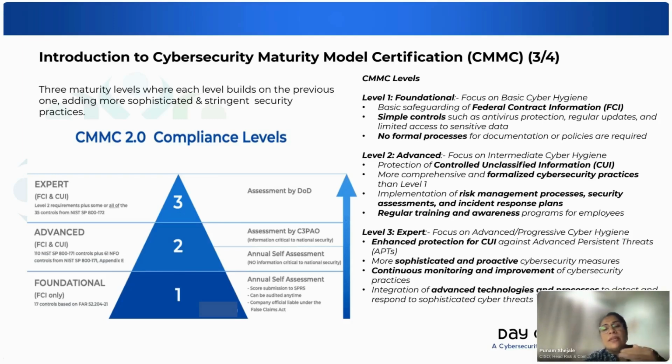So as you see, as we move from maturity level 1 to 3, the number of controls and the rigor of the control itself keeps on increasing. When we are talking about level 1, the foundational, the focus is basic cyber hygiene. Level 2, intermediate cyber hygiene, where we need to have formal cybersecurity practices, implement risk management processes, incident response plans, have training and awareness, etc.